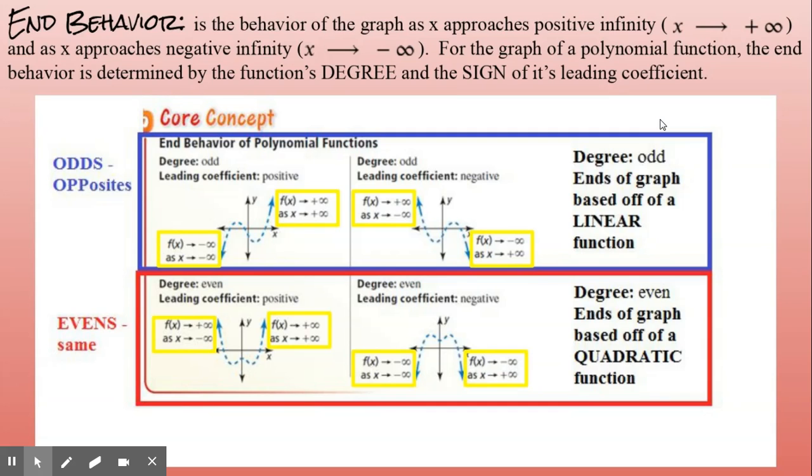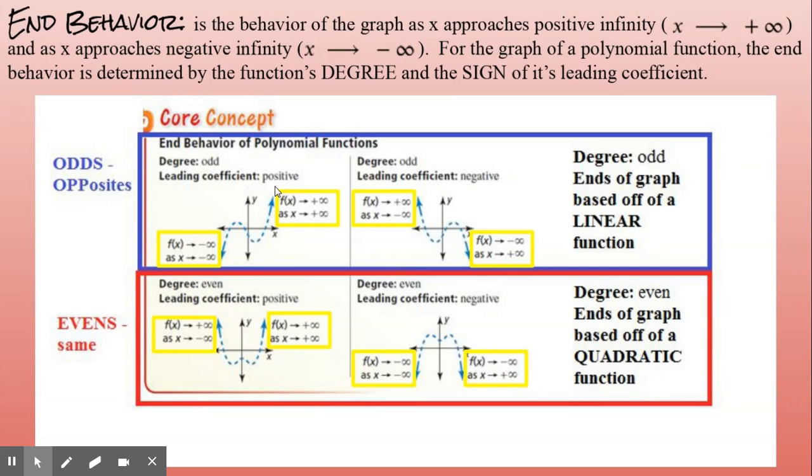Okay, I remember it by saying odds are opposites. ODD, OPP kind of looks similar. So I know the ends of an odd function will always be going in opposite directions. Okay, and we can kind of see that here. Whatever's happening in the middle, I don't care about that just yet. I care about what is happening on the ends.